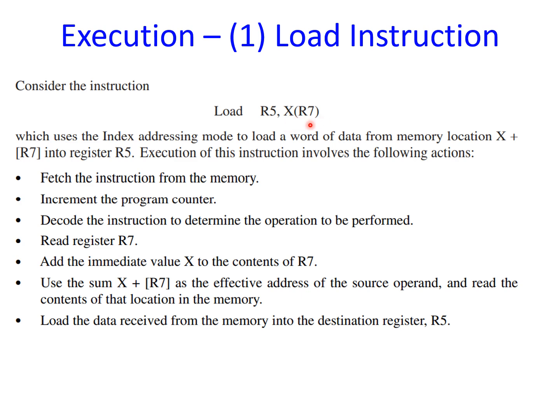Then you can add the contents of R7 and x. This x plus R7 will be the effective address, which is calculated, and you have to read the contents from the memory. So after effective address calculation, the memory read operation happens, and the value is loaded into the register R5.